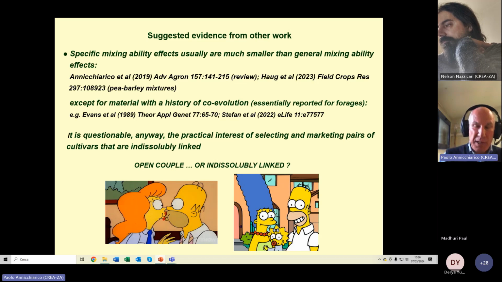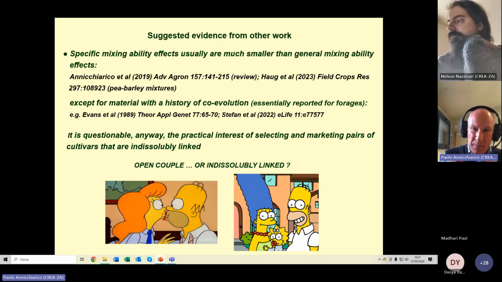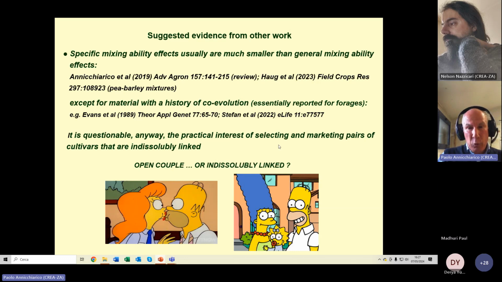And for forages, for example, we often have mixtures with more than two components, so that this specific mixing ability effect could be diluted. And farmers would like to buy different varieties from different seed companies. So probably there is little interest in marketing and selecting these specific pairs of cultivars. And anyway, there isn't much ground to do that normally.